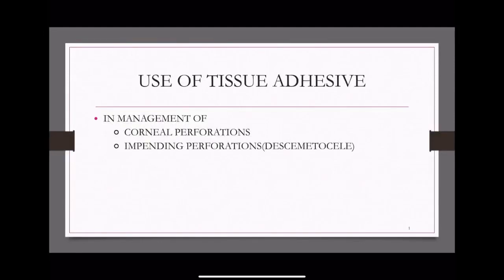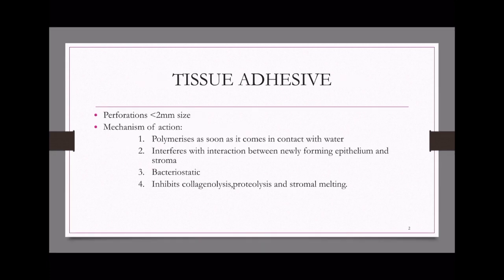Hello everyone. In this video we'll be demonstrating the use of tissue adhesive in the management of corneal perforations and impending perforations like descemetocele. Tissue adhesives work well in perforations less than 2 mm in size. They work by various mechanisms.